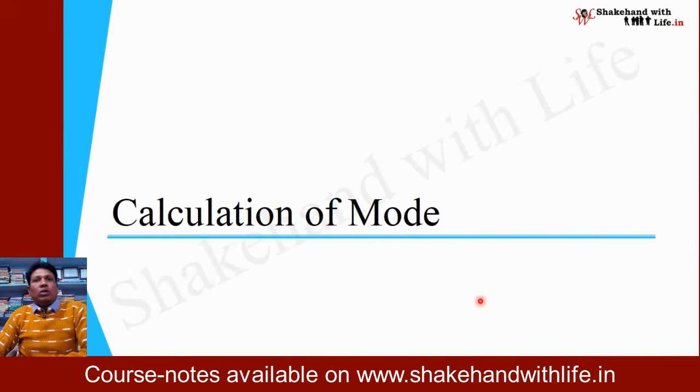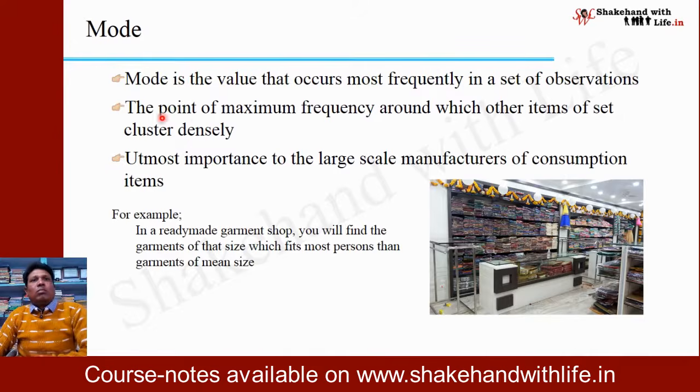Now calculation of mode. What is mode? Mode is the value that occurs most frequently in a set of observations. It is the point of maximum frequency around which other items of a set cluster densely. So most of the items are clustered at that particular point, and this is known as the mode.